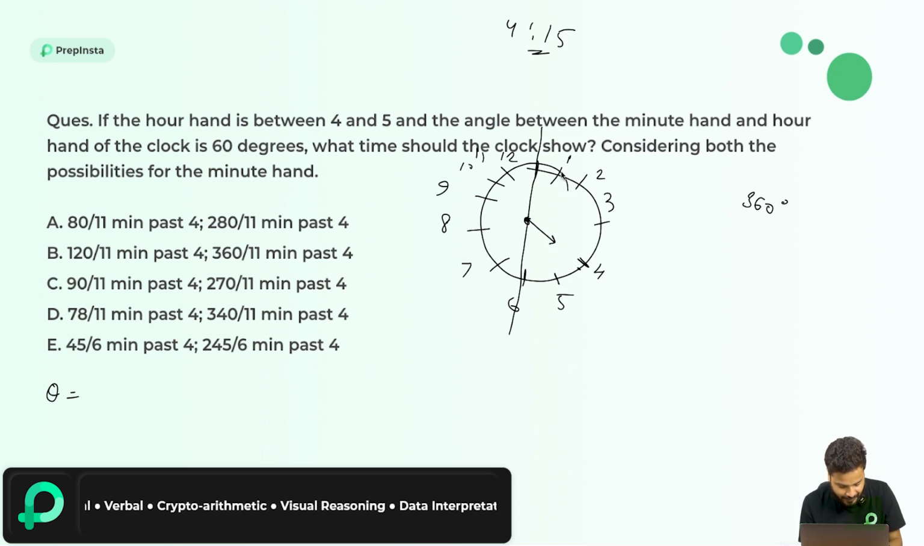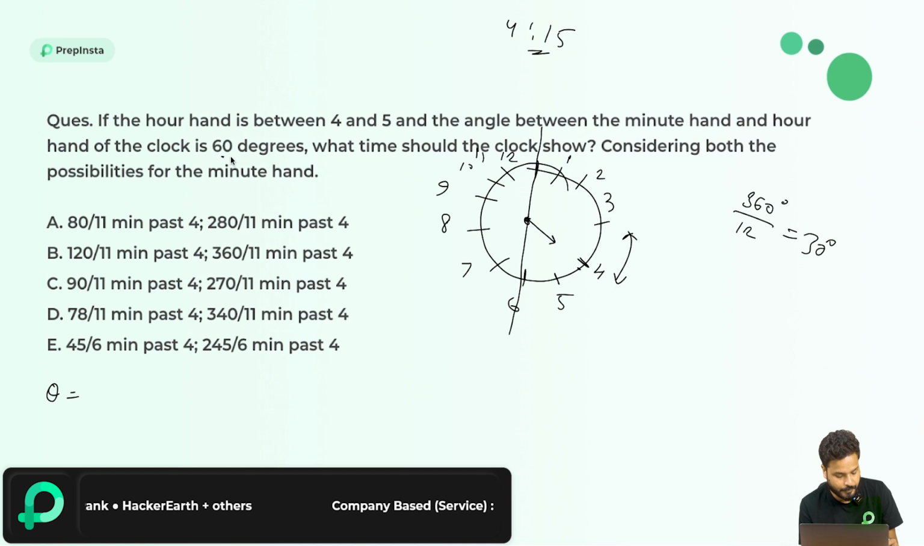360 degrees are divided between 1, 2, 3, 4, 5, 6, 7, 8, 9, 10, 11 and 12. So between every hour, there are 30 degrees. They say it is 60 degrees between the hour hand and the minute hand. So 30 degrees and 30 degrees. Somewhere around here, this is 60 degrees. 4:10 would be 60 degrees.